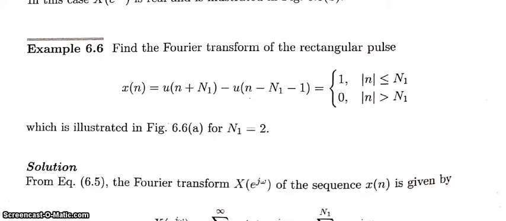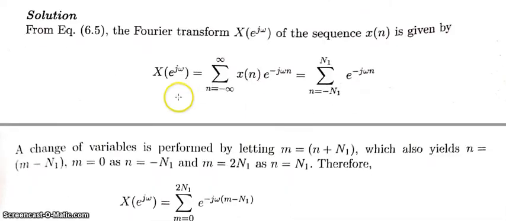Next question: find the Fourier transform of the rectangular pulse x of n equal to u of (n plus n1) minus u of (n minus n1 minus 1), that is, it is 1 for mod n less than or equal to n1, and it is 0 for mod n greater than n1. Now the Fourier transform X(e^{jω}) is the summation n equal to minus infinity to infinity of x of n e^{-jωn}, and it is the summation n equal to minus n1 to n1 of e^{-jωn}.